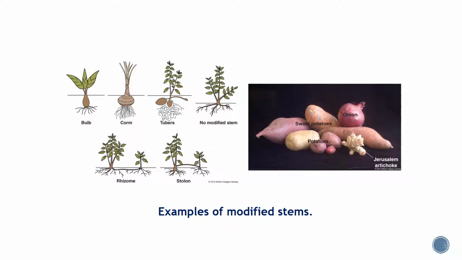Here are different modified stems. You can see from the previous slide what we just talked about. We have tubers, corms, rhizomes, stolons, and a bulb or just not a modified stem. These are different types of stems that will then enhance that root system as well.